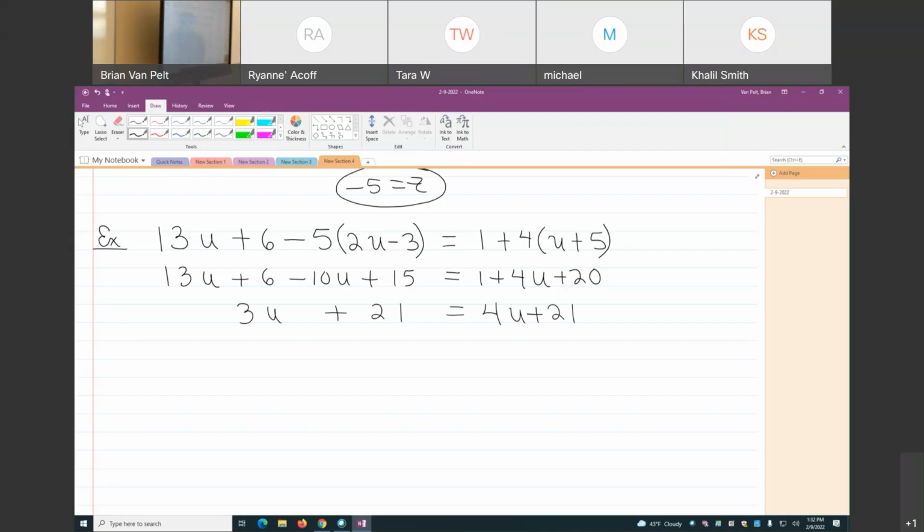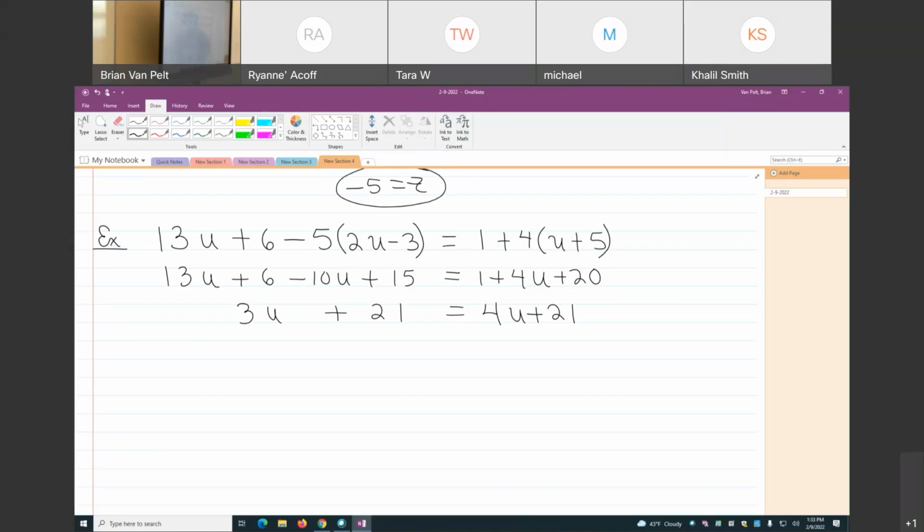Pick the side that you would like u to appear on. Personally, I would pick the right side. It's just u all by itself. I'm combining this with this. You're simplifying before you ever begin doing the solving of the equation. So all this is just to get to the equation. Now we're ready to start solving. So simplify, now we solve.